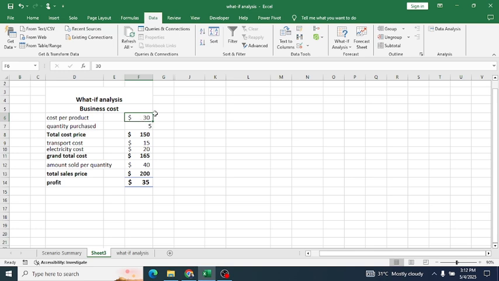So let's proceed to this place. Now you have cost per product, which is $30. Then the guy purchased about 5 items or 5 products. So if you multiply it, if you check here now, please look at the formula bar here, so that you'll be able to follow.